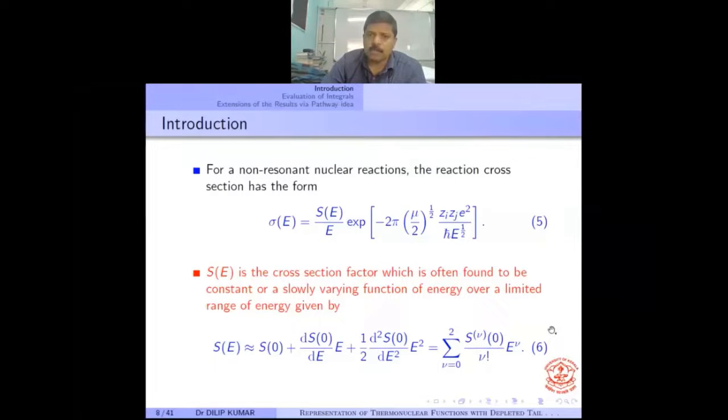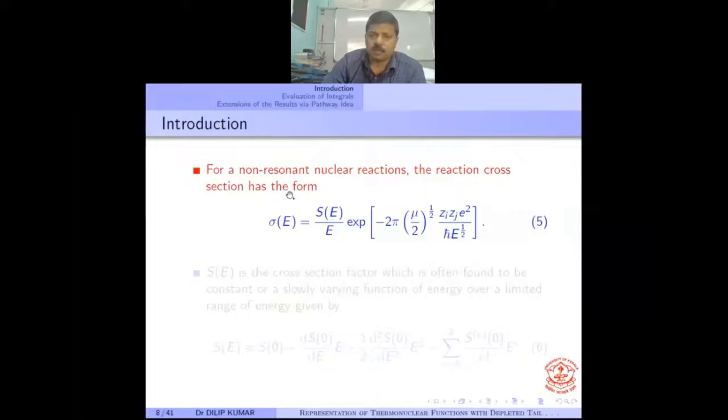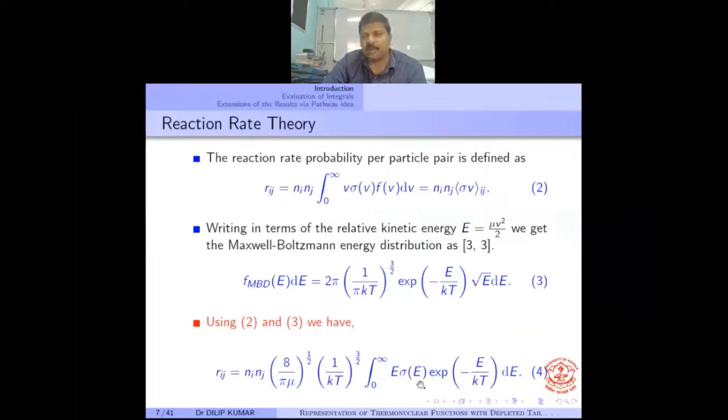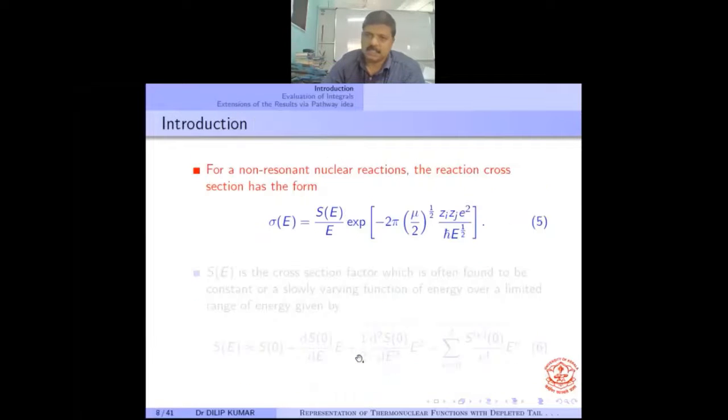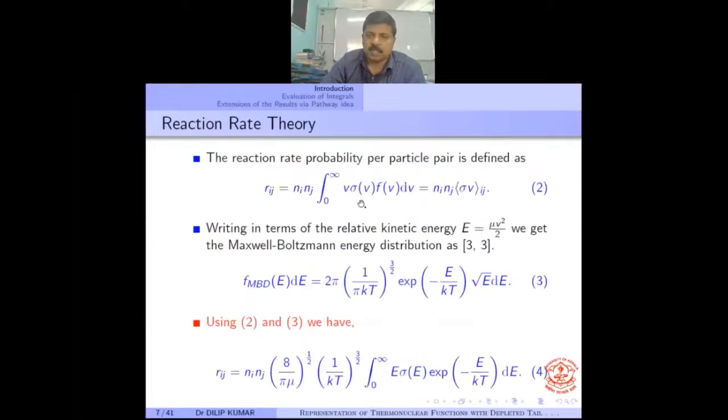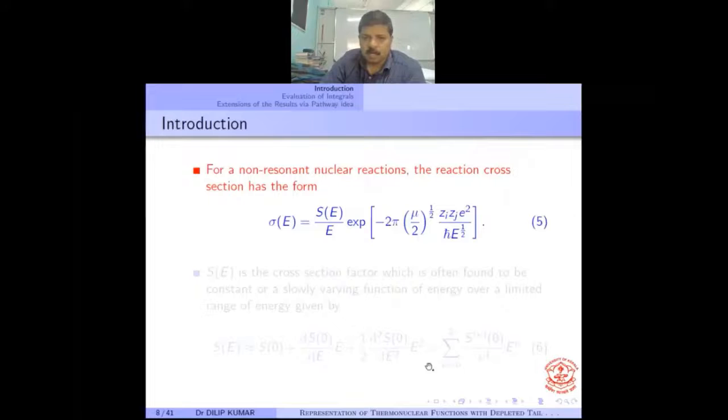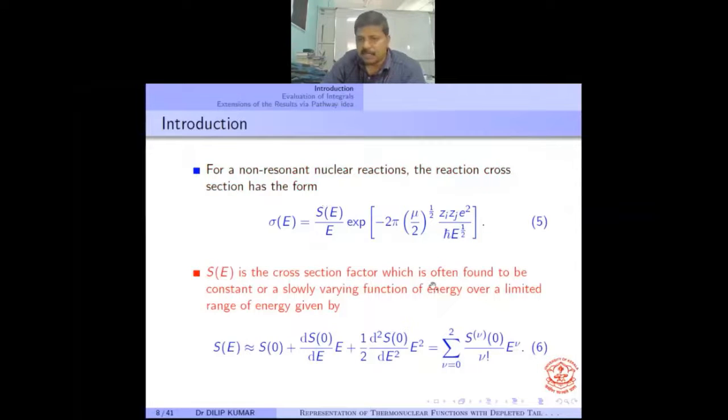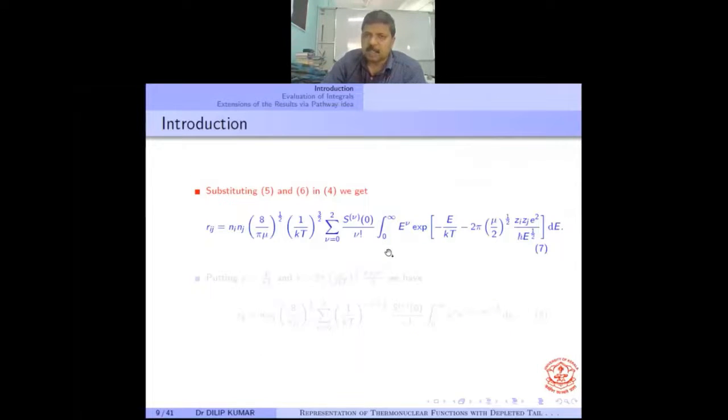So we can substitute these values in this reaction rate probability integral in equation 4. Why is it called the probability? It is called the probability that the two particles of type I and J confined to the unit volume will react with each other. That is why this is called the reaction rate probability. When you substitute these values here, we get an equation in this form.